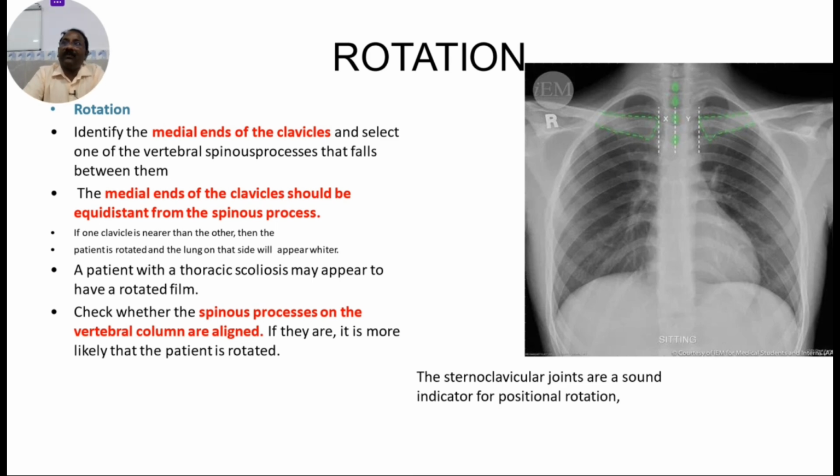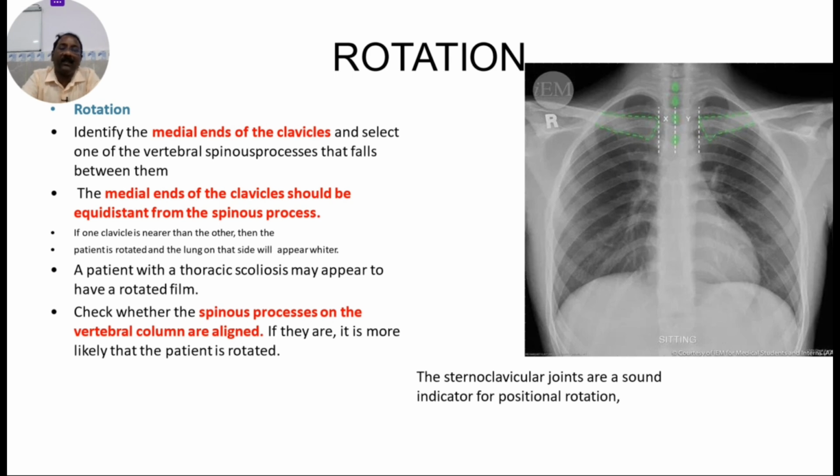Identify the medial ends of the clavicles and select one of the vertebral spinous processes that falls between them. See here, in the green marking, you will have the spinous processes. And see the distance from the clavicle, the sternoclavicular joint, to this spinous process. If the film is good, that should be equidistant. It should not be deviated to one side. The medial ends of the clavicles should be equidistant from the spinous process. Then the rotation is normal.